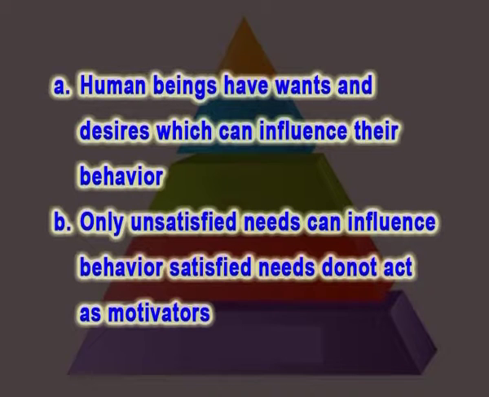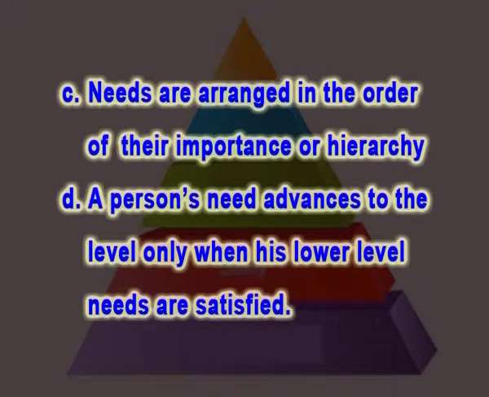Human beings have wants and desires which can influence their behavior. Only unsatisfied needs can influence behavior. Satisfied needs do not act as motivators. Needs are arranged in the order of their importance or hierarchy. A person's need advances to the next level only when his lower level needs are satisfied.